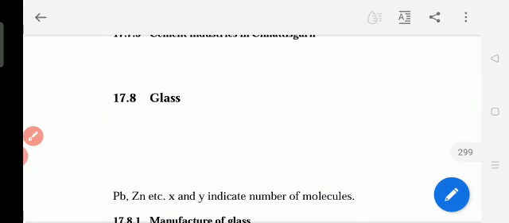And the next one, here it is not clear. Now we study the manufacture of glass. Look at the textbook, page 295.